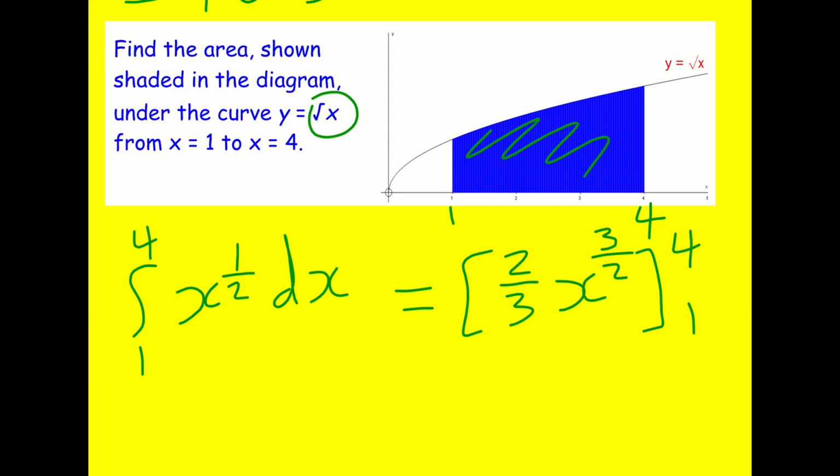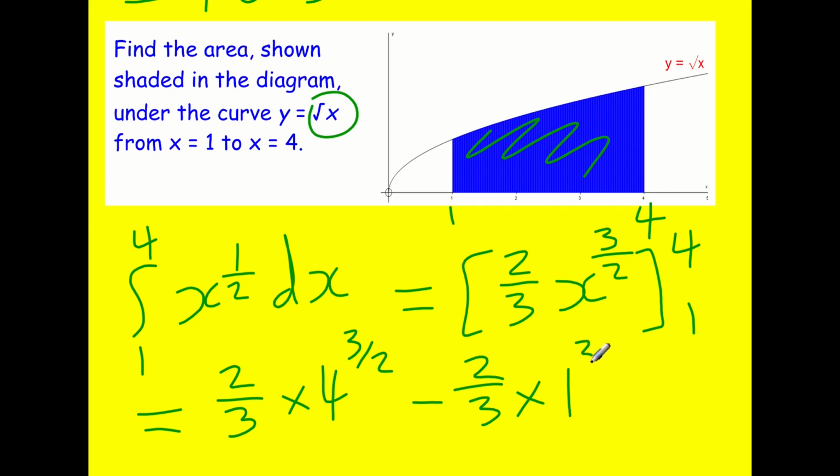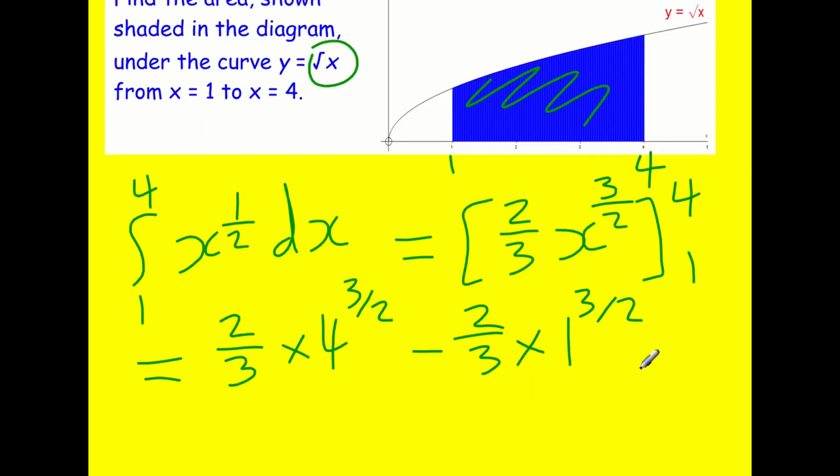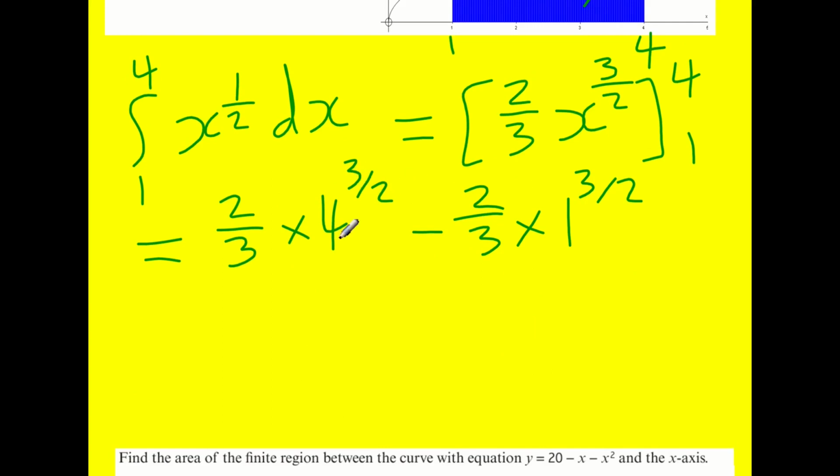4, 1, substitute in 2/3 times 4 to the 3/2 minus 2/3 times 1 to the 3/2. Okay, challenge here. Let's do this without a calculator. You might be able to immediately recognize that this is going to be a nice number. We're going to be taking the square root of 4, giving us 2, and then we're going to be cubing it. So it's going to be 2/3 times 8 minus 2/3, because 1 to the power 3/2 is just 1.